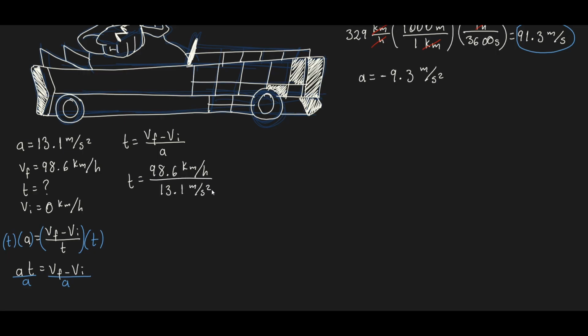After solving, we get 7.53. Wait a second, something doesn't look right. What about the units? Let's calculate the units. So we had kilometers per hour divided by meters per second squared, which is the same as kilometers over hour times second squared over meter. We multiply numerators and denominators and we end up with kilometers times second squared over hour times meters.